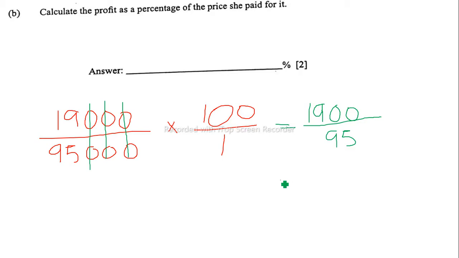So what's the result? 20%. So 1,900 divided by 95 is exactly 20. So 20%. Any questions on that?